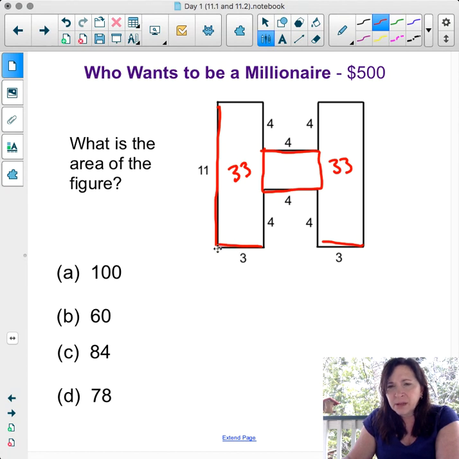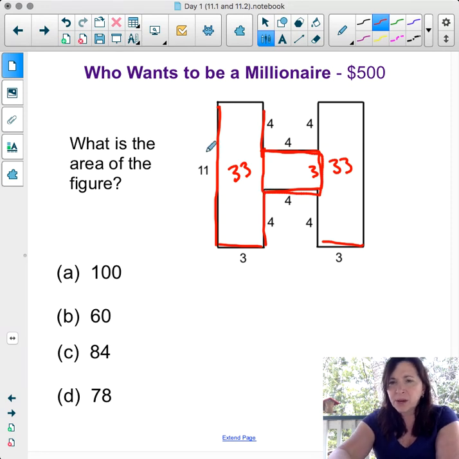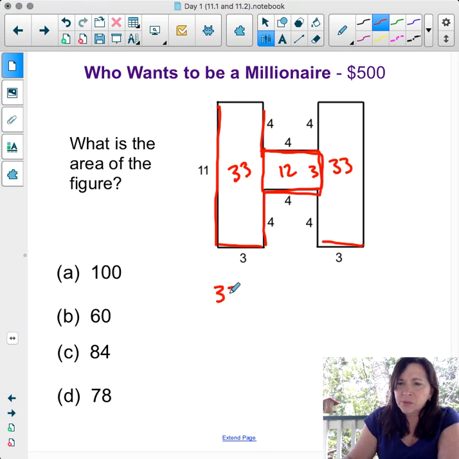If this is 11, and we took away 4 and 4, that's 8. That would make that inside value 3, okay? And to find the area of this little rectangle here, that's going to be 4 times 3, which is 12. And so this is 12 units squared. So what we have is 33 units squared plus 33 units squared plus 12 units squared. And so what is that? That's going to be 878 units squared. So that looks like D.